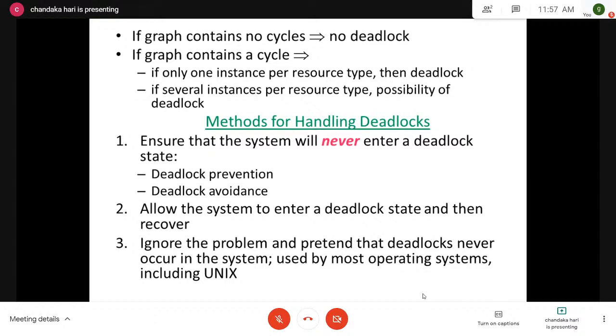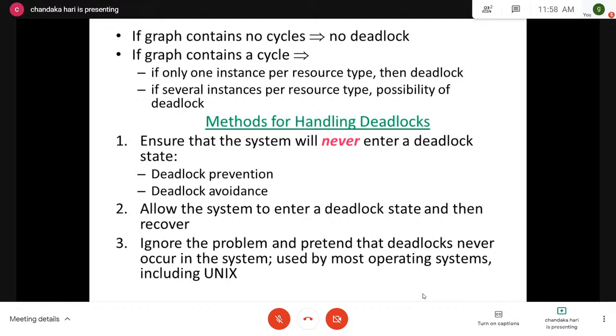Now, coming to the first one, ensure that the system will never enter into the deadlock state. This can be done using two techniques, deadlock prevention and avoidance. We'll see what these are. Number two, allow the system to enter into a deadlock state. You have to write one algorithm to observe whether the system is in a deadlock state, and once you have observed that it is, you can recover by using another algorithm.